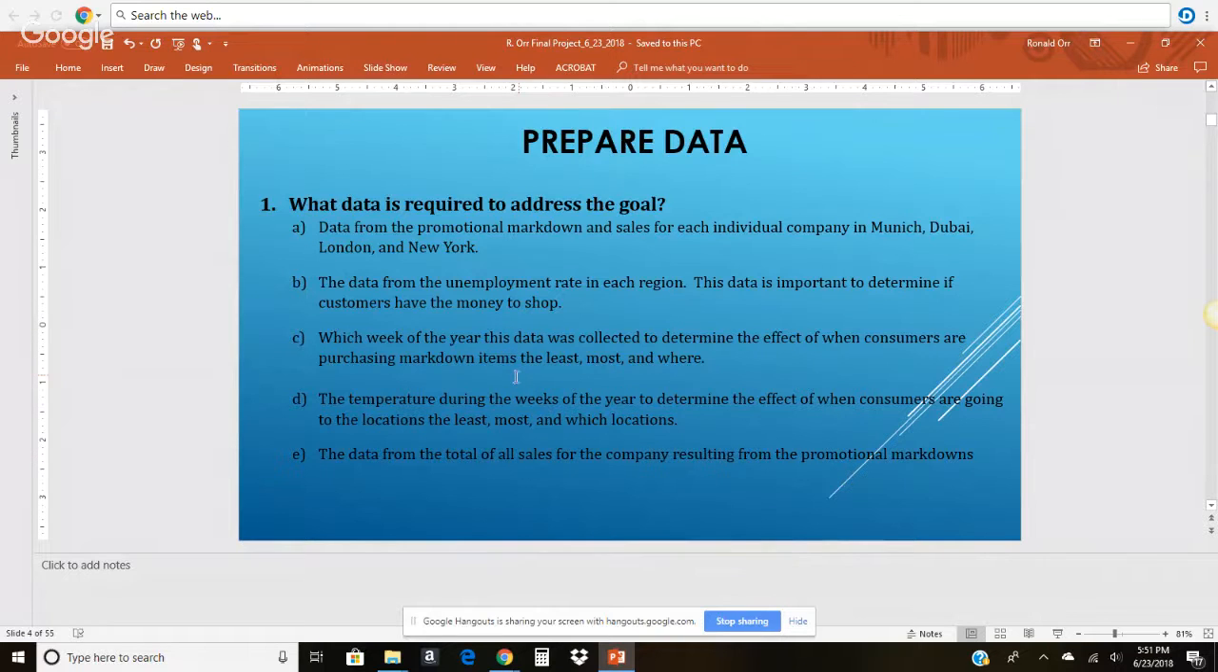What week of the year the data was collected, to determine the effect when consumers are purchasing these markdown items. Does the temperature have anything to do with affecting people? Is it too hot? Is it too cold? Will they go out and shop? And lastly, the data from the total of all sales for the company resulting from these promotional markdowns in Munich, Dubai, London, and New York.